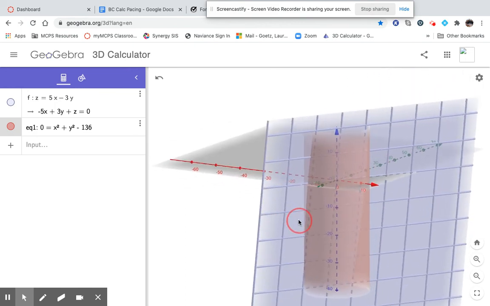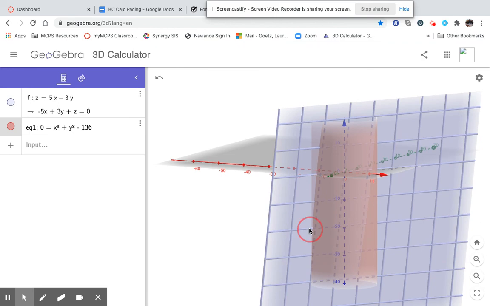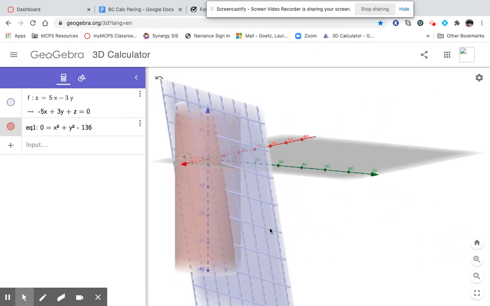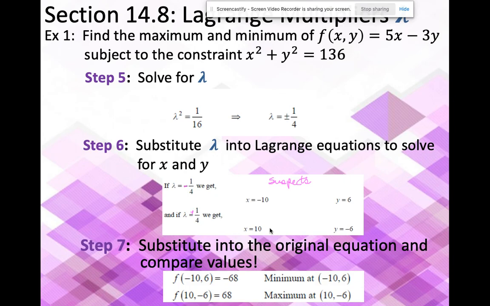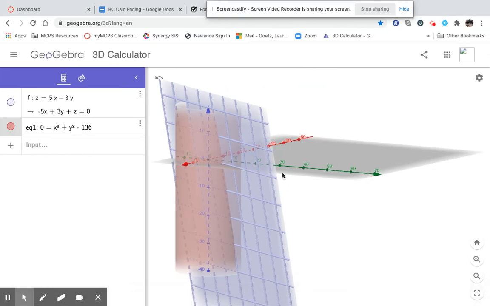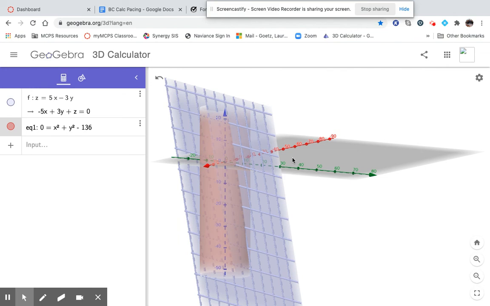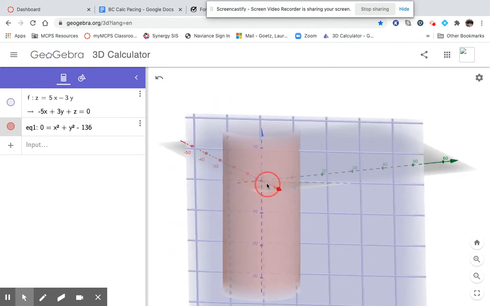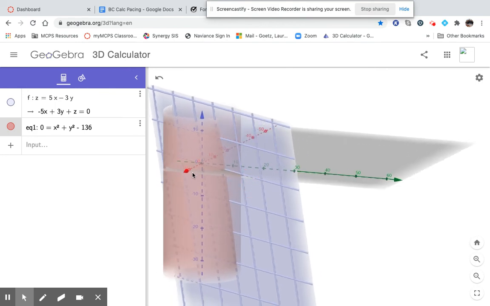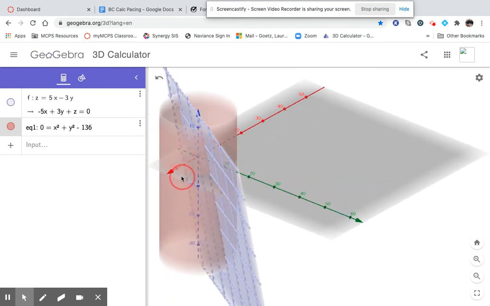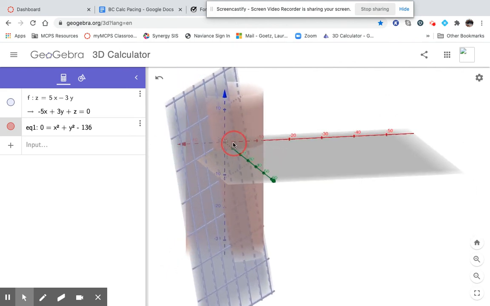The maximum value is at 10. What did we say? 10, negative 6. 10, negative 6 up here. Well, I'm trying. Don't make too much fun of me. There we go.